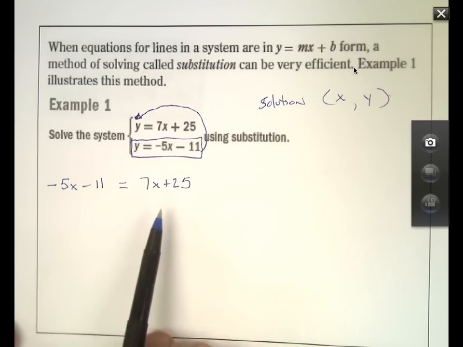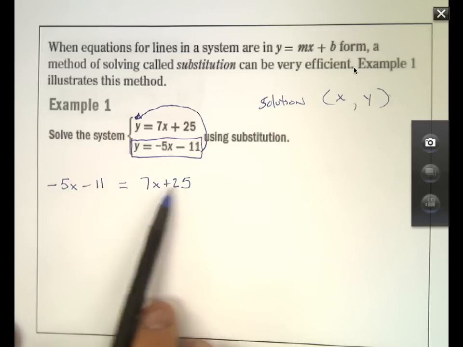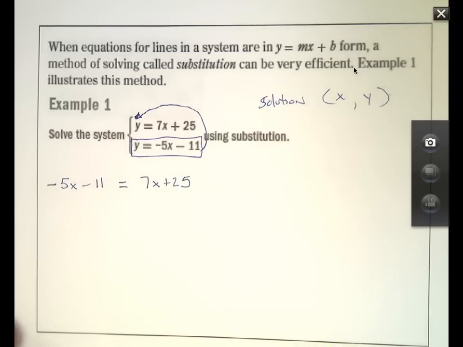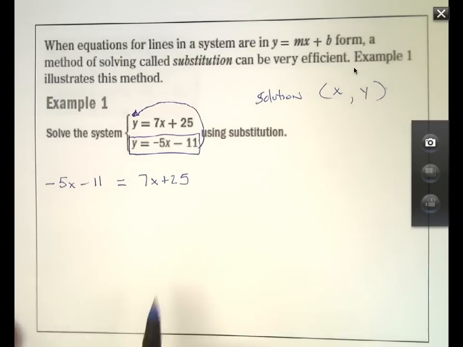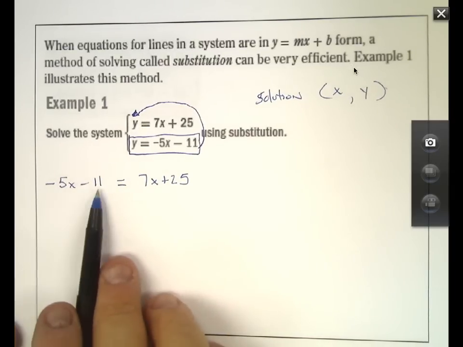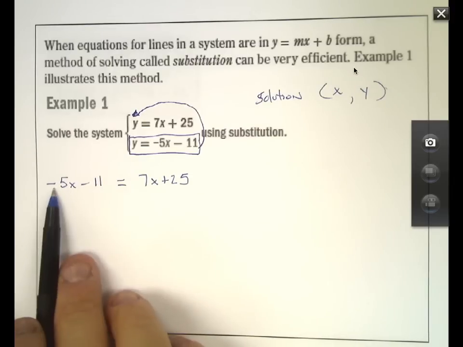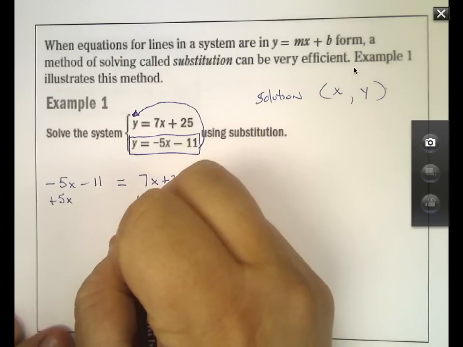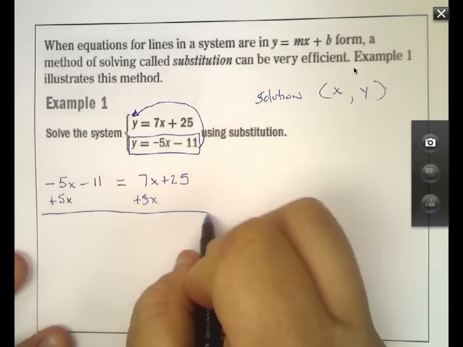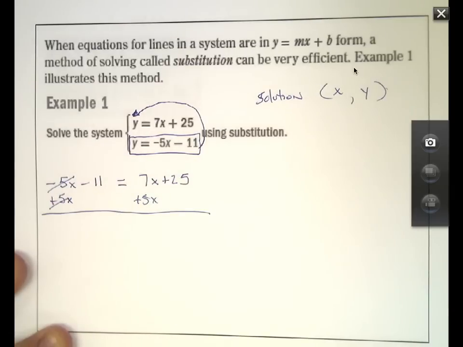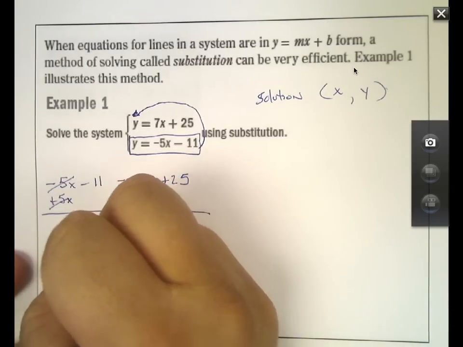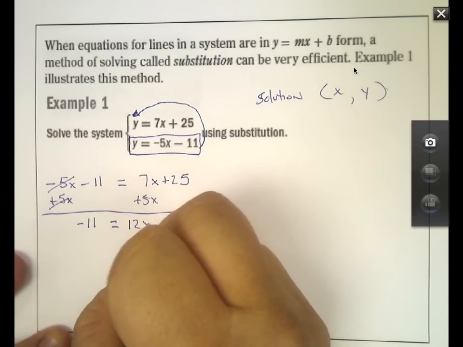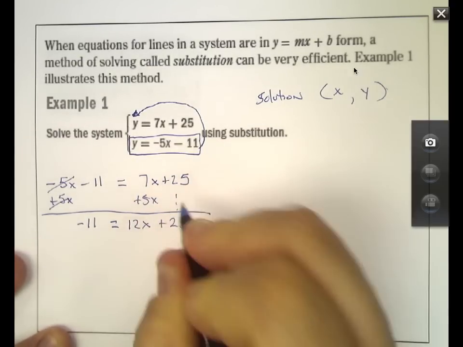Okay? Now, as you can see, I have an equation that's just in terms of x. So it looks like a basic algebra problem that we've done a long, long time ago. I got to get my x's together. I got to get my regular numbers together. So what I'm going to do here is add 5x. Whatever I do to one side, I do to the other side. My 5x's cancel out on the left, leaving me with the negative 11. And 7x plus 5x equals 12x. And I have to bring my 25 down with it.